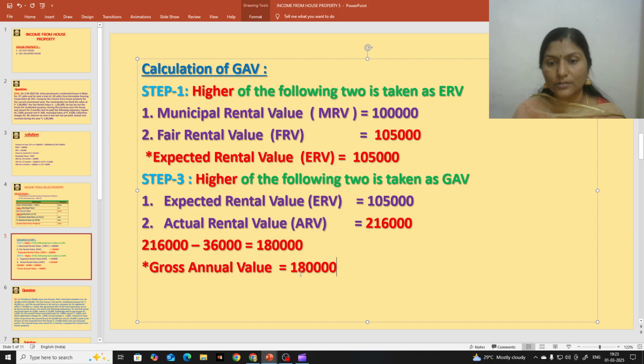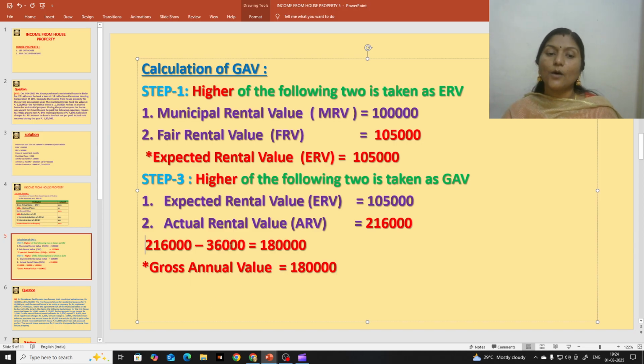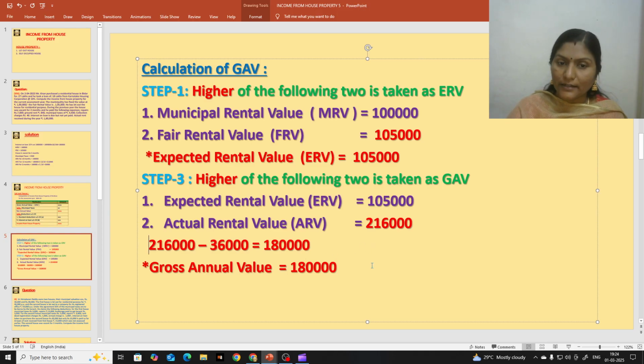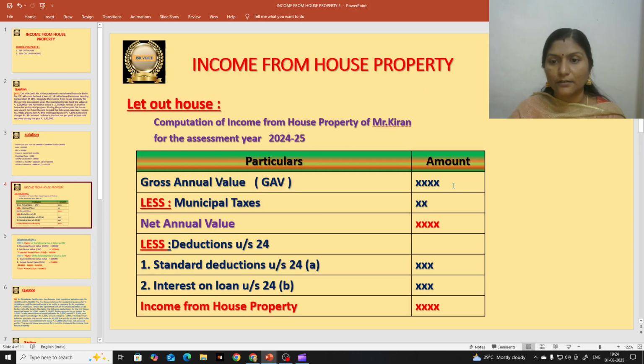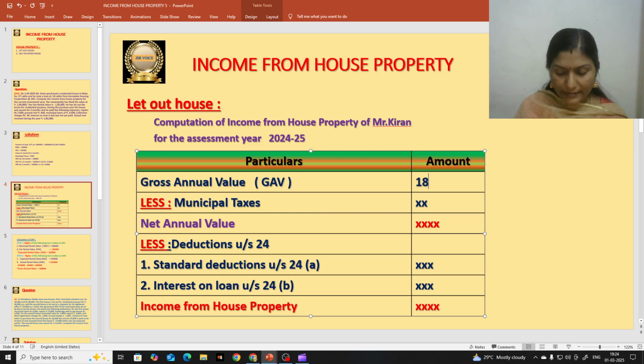So in this way we should select, students. Always follow this step whenever the house is vacant and no unrealized rent. In any question where vacancy period is given but unrealized rent is not there, then in the third step you should follow this procedure. Hope this is clear. Let us go to the discussion. Gross annual value, how much is selected? 1,80,000. 1,80,000 is our gross annual value.